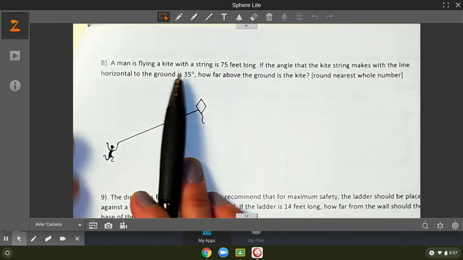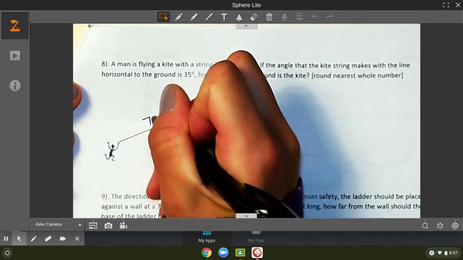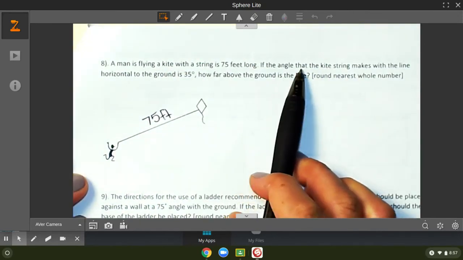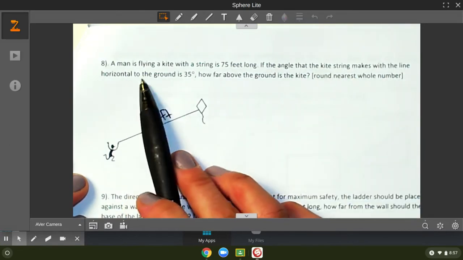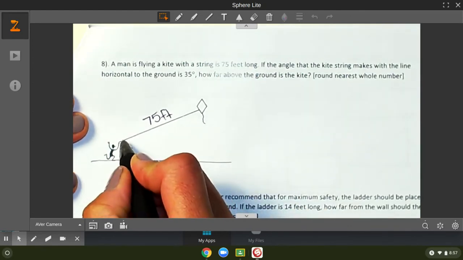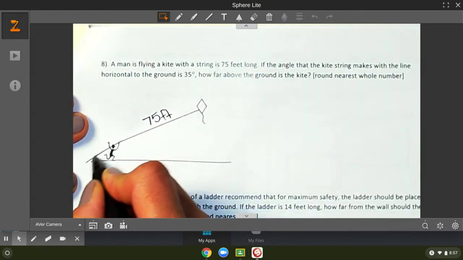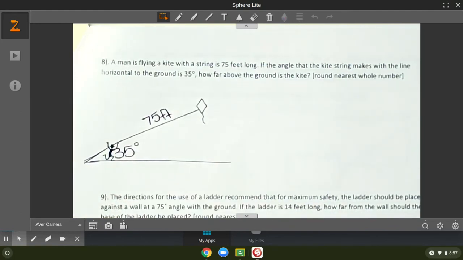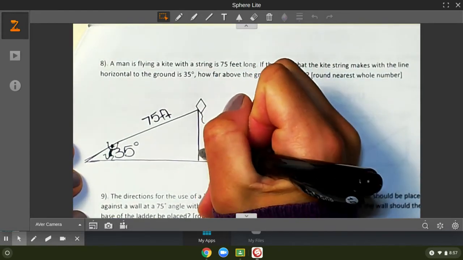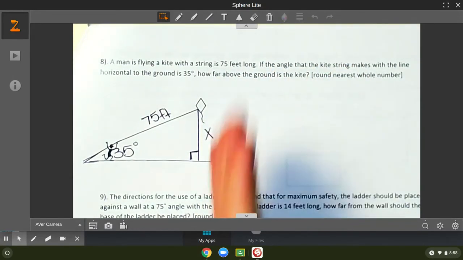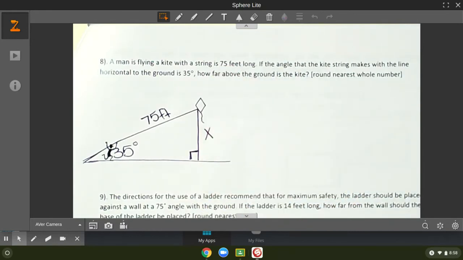Okay, so a man is flying a kite and the string is 75 feet long. The angle that the kite string makes with the line horizontal to the ground, so here's the ground. Now the kite string, I've got to extend my kite string, so here we go. This is going to be 35 degrees. How far above the ground is the kite? So here we go, x. The height is going to be the vertical height, which means it's perpendicular.